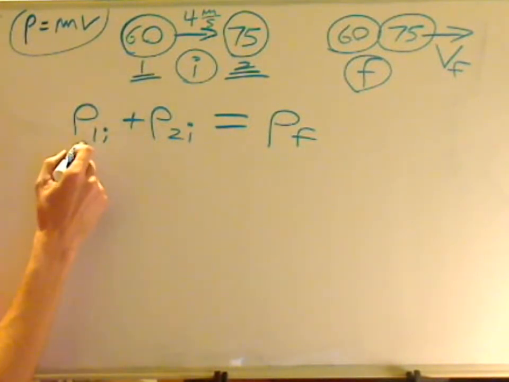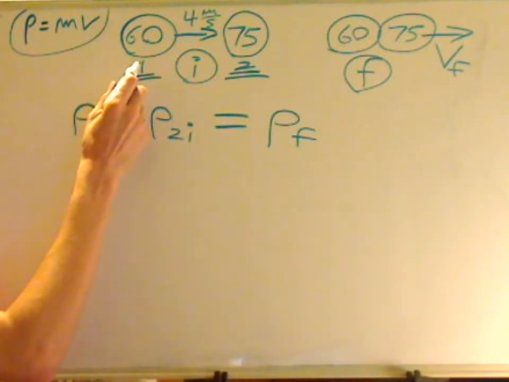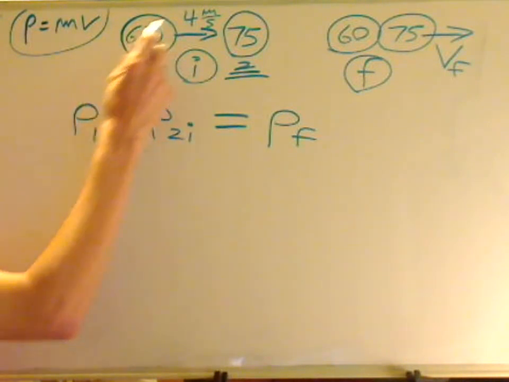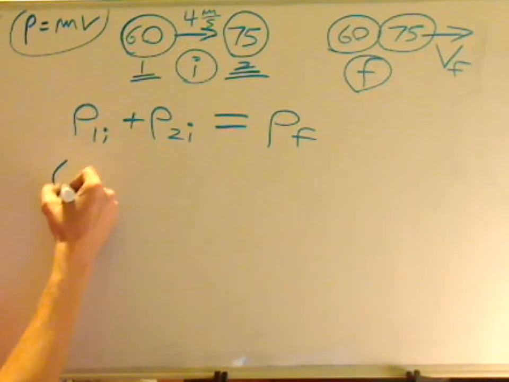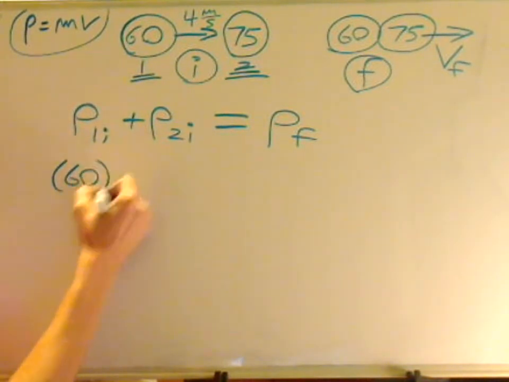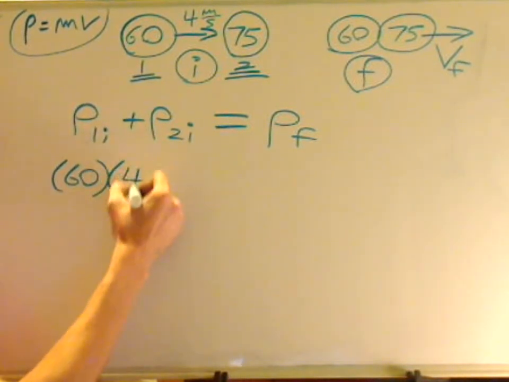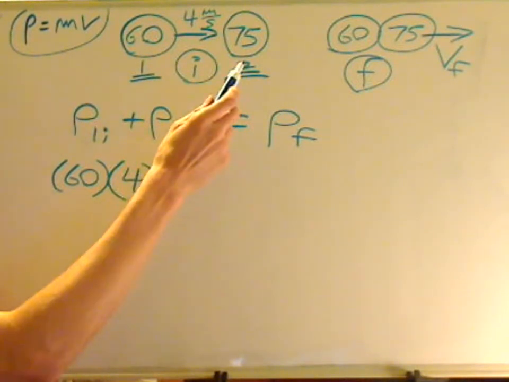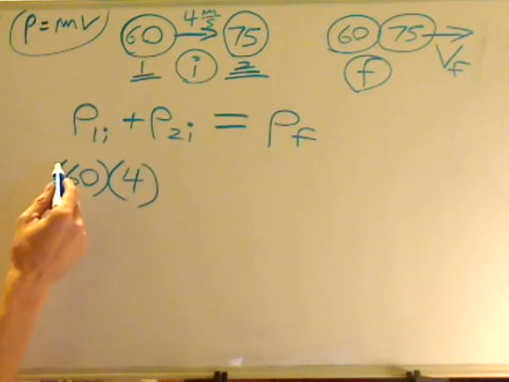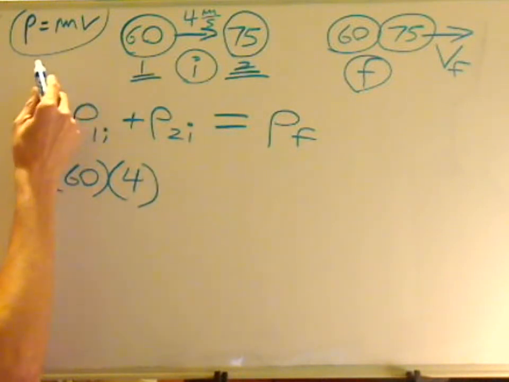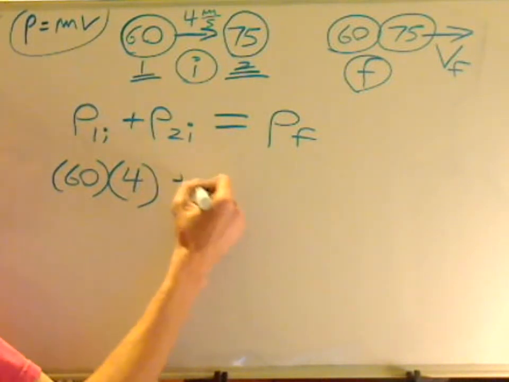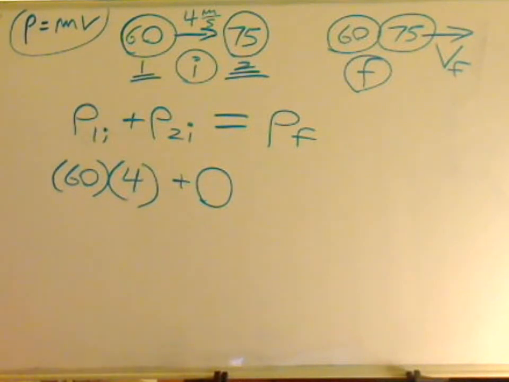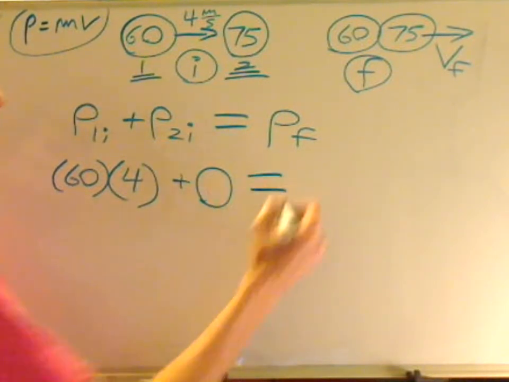The initial momentum of skater 1 is the mass times velocity. So it has a mass of 60 kilograms, velocity 4 meters per second. Now skater 2 is stationary. So 0 velocity means 0 momentum. And this has to equal our final momentum.